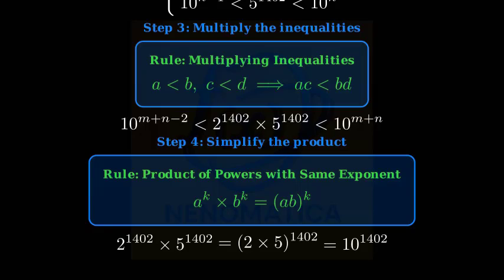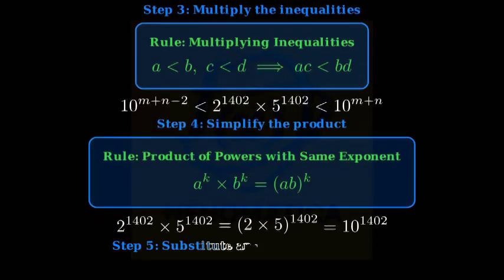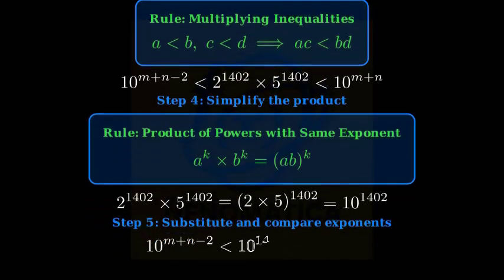Using the rule for products of powers with the same exponent, we can rewrite this as 2 times 5, all raised to the power of 1402. 2 times 5 is 10. So this simplifies to 10 to the power of 1402. Now that we've simplified the middle expression, let's substitute this back into our inequality.